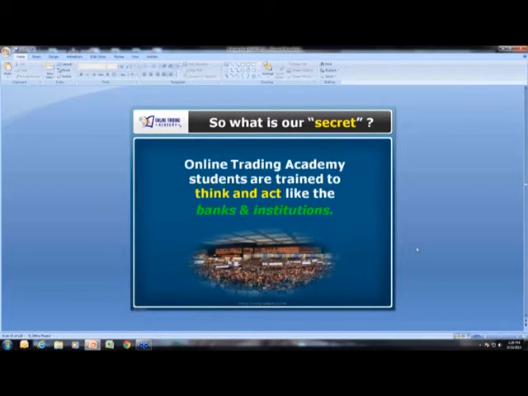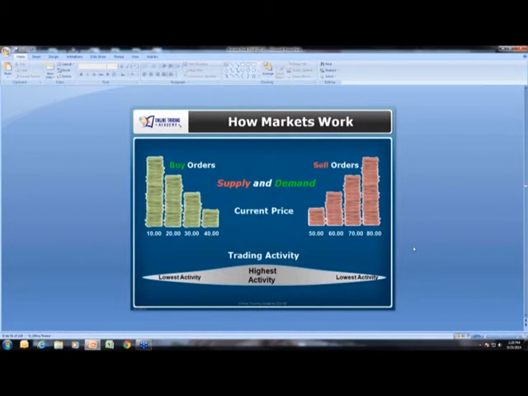So what we teach with our core strategy at Online Trading Academy is how to think and act like a banker and stop thinking and acting like retail. So how does our core strategy work? Well, let's get into this.